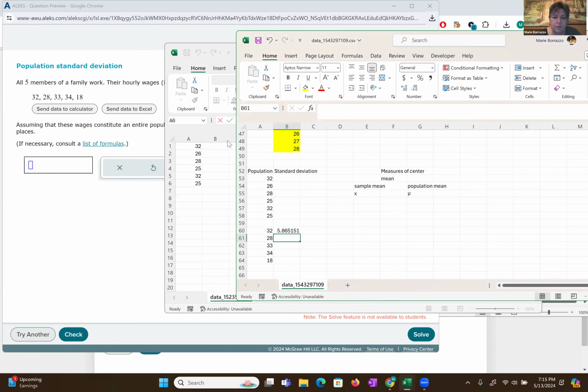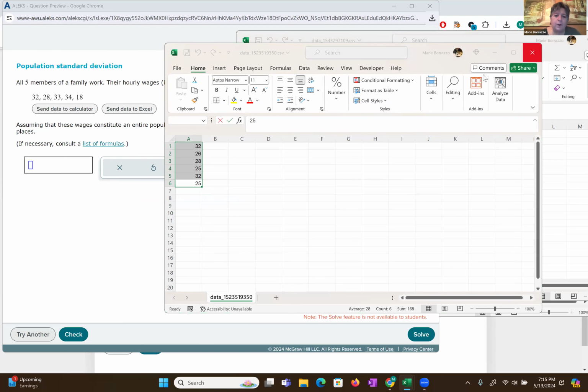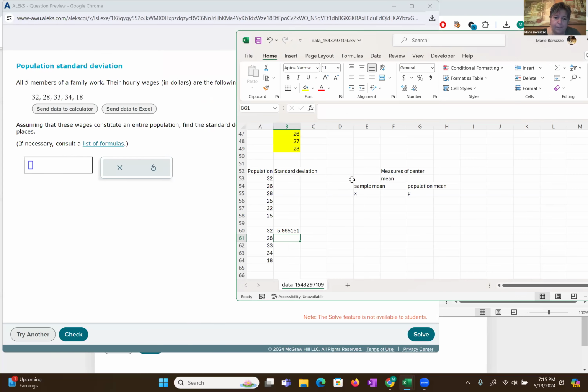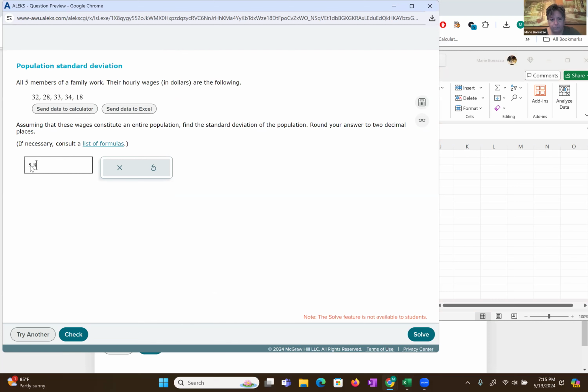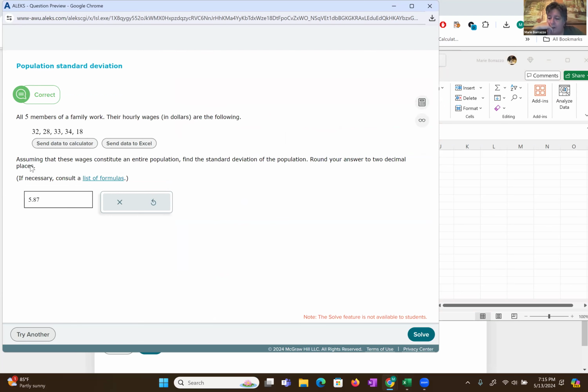All right, they want us to find the standard deviation and round to two decimals. Again, you highlight the number, we want to go small, so 5.87. All right, does it seem easy to you? Yeah, relatively. Now that I know what the formula is, yeah.